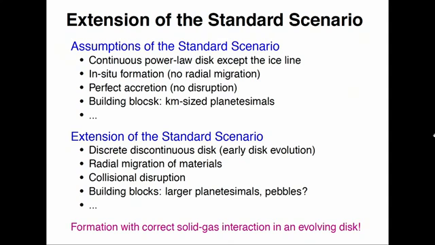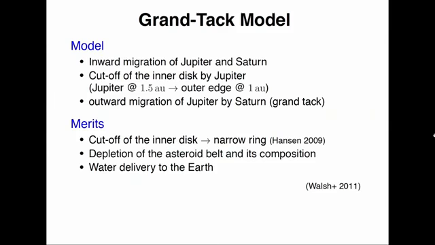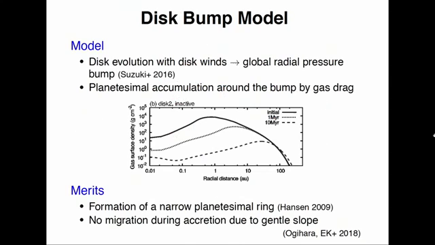Sorry, I'm running out of time. This Grand Tack model we have already seen from Nadal's talk, so I skipped this and only briefly comment on it. It is about the small mass of Mars and the asteroid belt, the depletion of materials there, and how to realize the depletion of planet building material there. But here, we also propose this disk bump model.